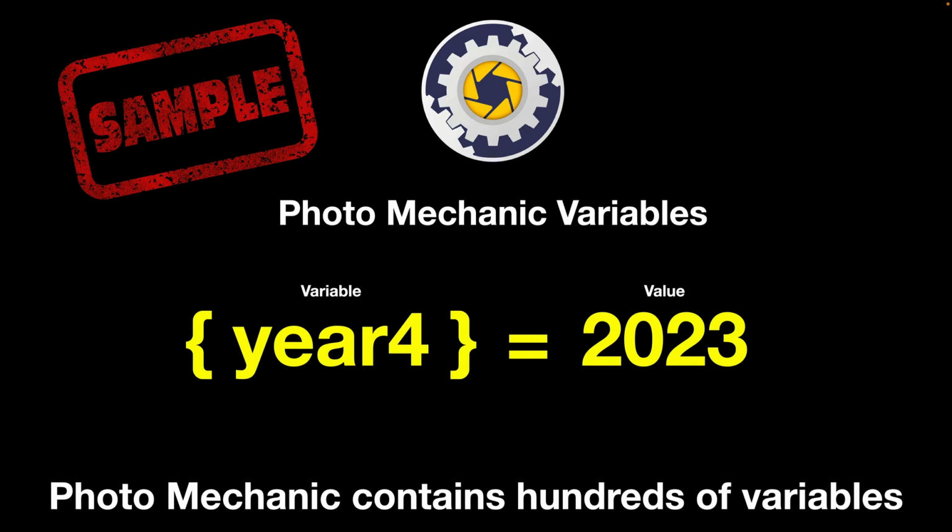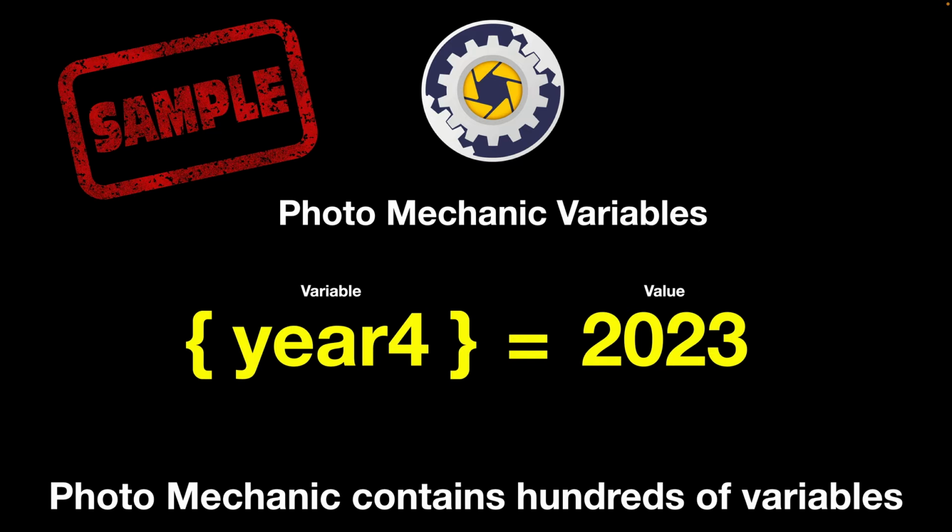Okay, one of the variables is year 4. Okay, that's a variable name. And what do you think it retrieves? It retrieves the year in 4 digits. And in this case, at the time of making this video, it's 2023. So whenever I use the variable year 4, that's going to get replaced and put the value of 2023.